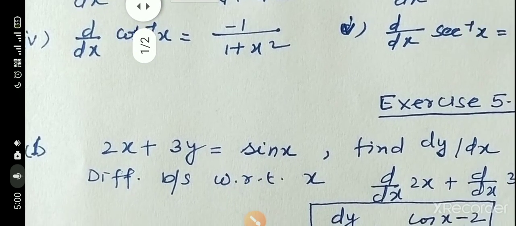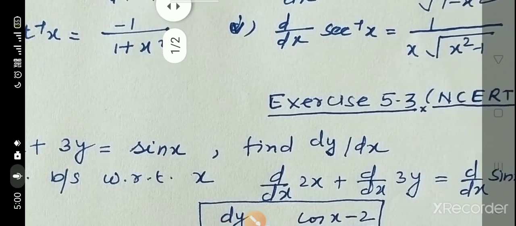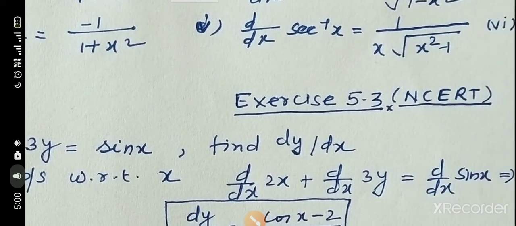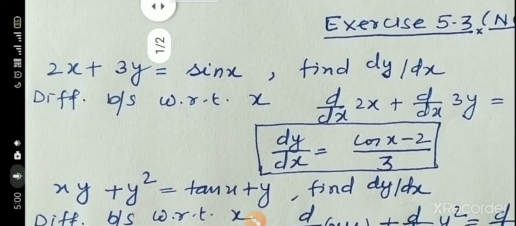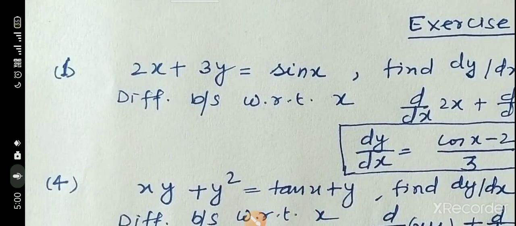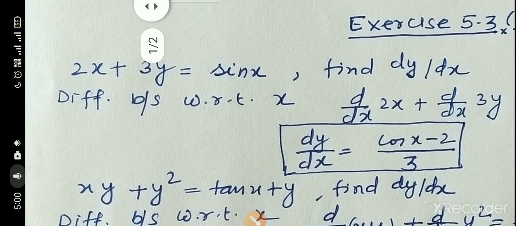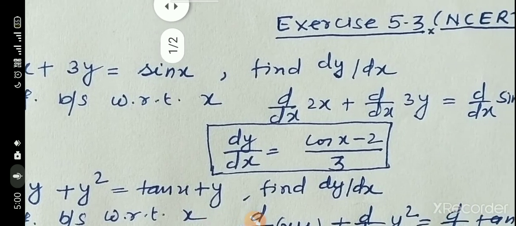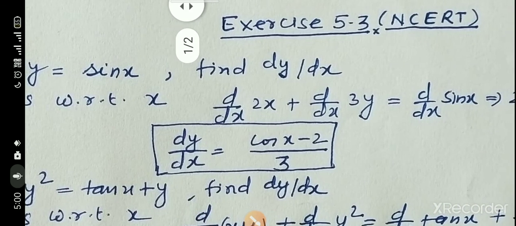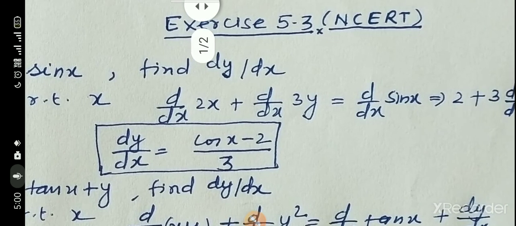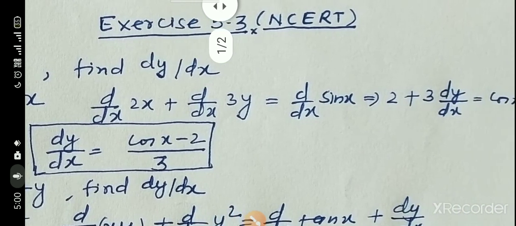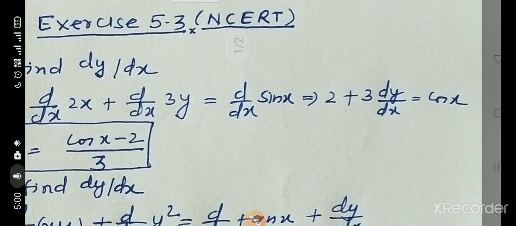Now let us take some questions from your exercise 5.3 NCERT. First we take question number one. Here 2x plus 3y is equal to sin x. Find dy by dx. Now simply differentiating both sides with respect to x, dy dx of 2x plus dy dx of 3y is equal to dy dx of sin x. So this implies 2 plus 3 dy by dx, simple, and derivative of sin x would be cos x.